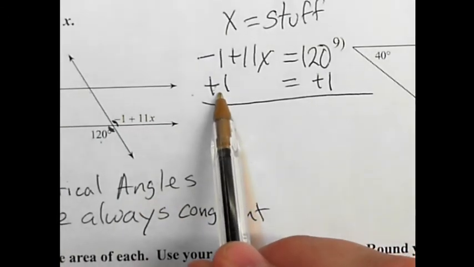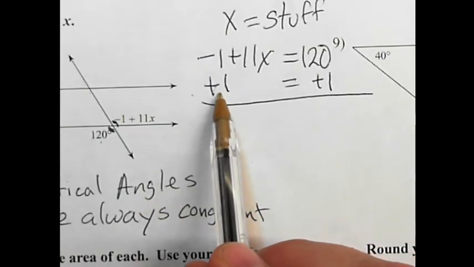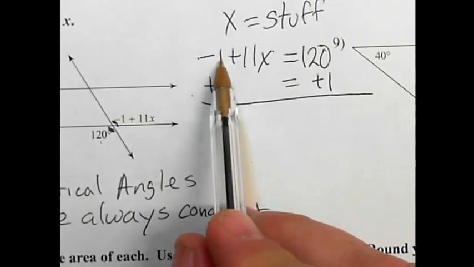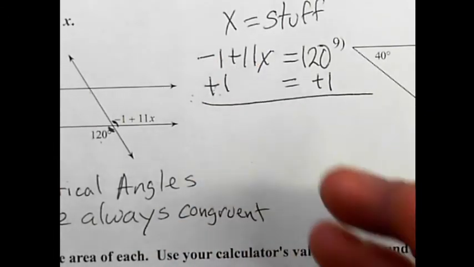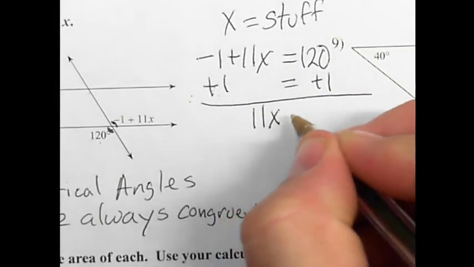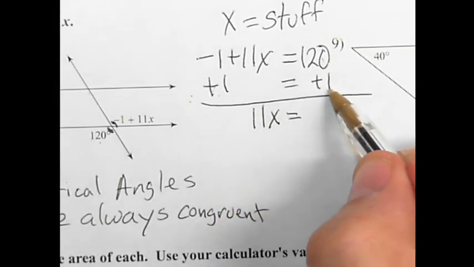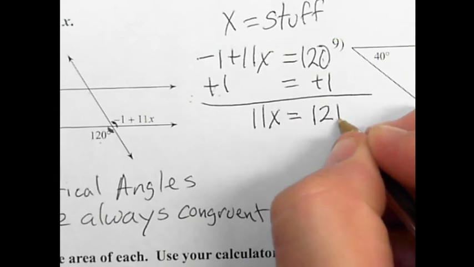1 plus negative 1 cancels out. They become 0. 0 plus 11x is 11x. 120 plus 1 is 121.